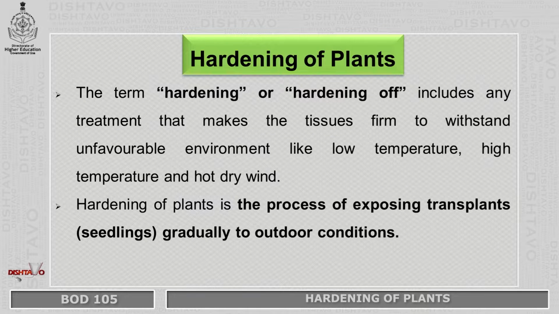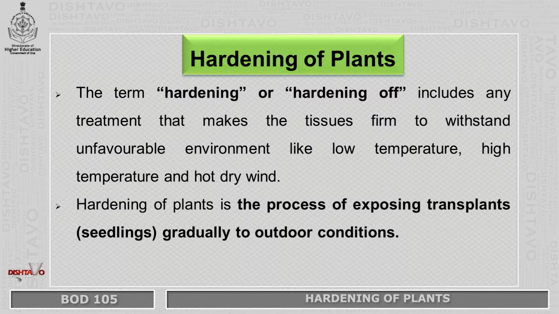Let us learn about the hardening of plants. The term hardening includes any treatment that makes the tissues firm to withstand unfavorable environment like low temperature, high temperature, and hot dry wind.